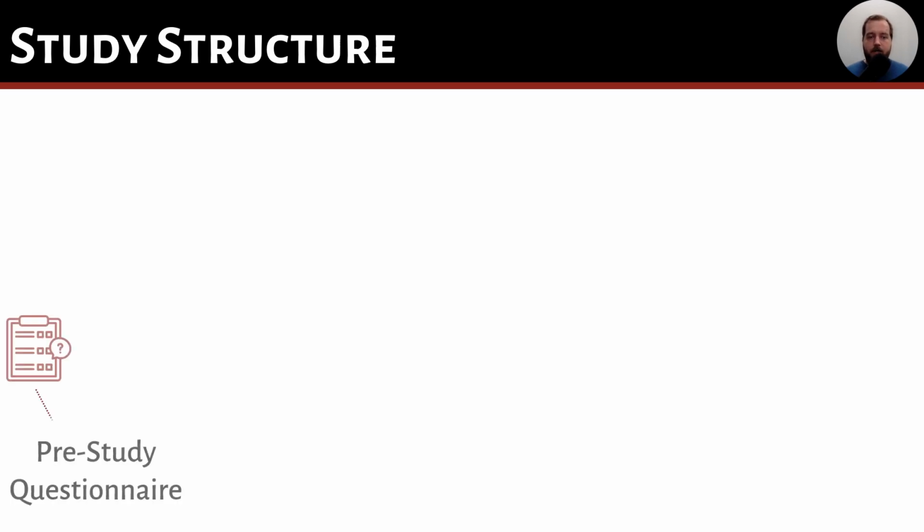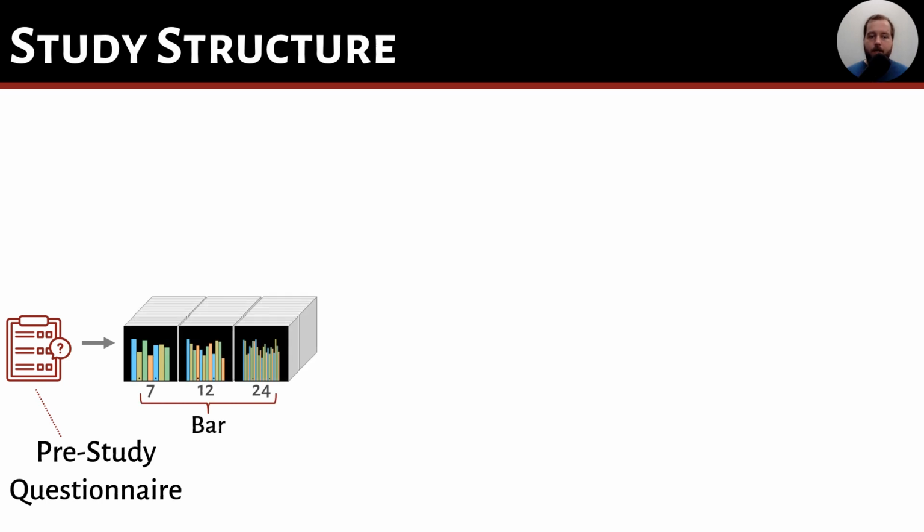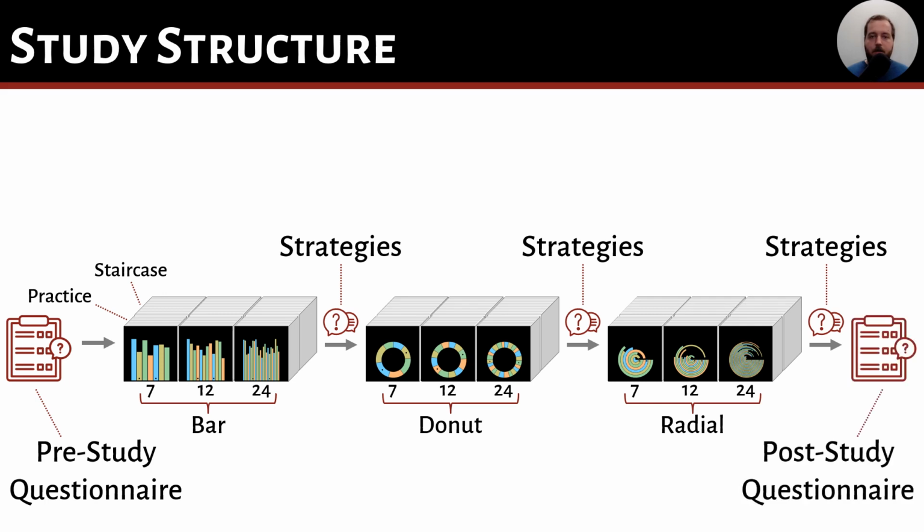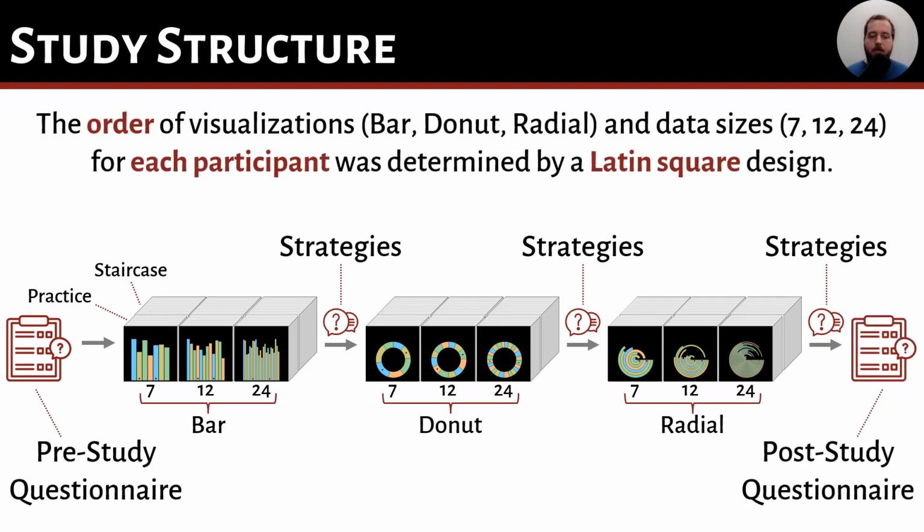It started with a pre-study questionnaire, followed by their first set of trials for one visualization in each of the 3 data sizes. Each set starts with 10 practice trials, after which we begin a staircase. After completing all 3 staircases for the first data type, we would ask participants what strategies they used, if any, for that set. We would then repeat this process for the remaining 2 visualizations, concluding with a post-study questionnaire. It's important to note that the order of visualizations and data sizes varied for each participant based on a Latin square design from the previous study.